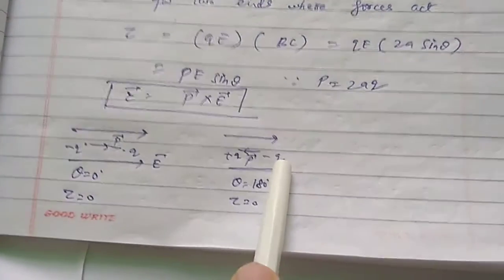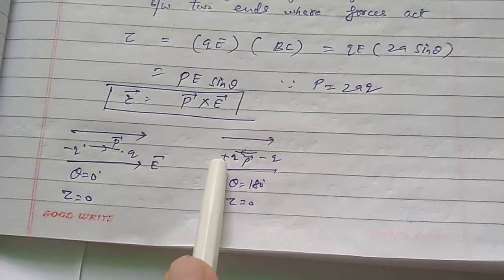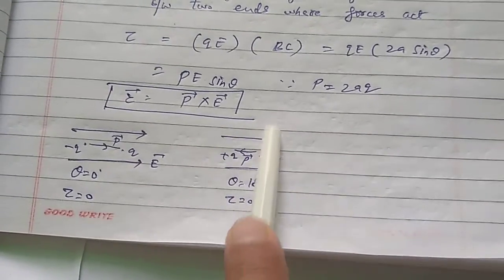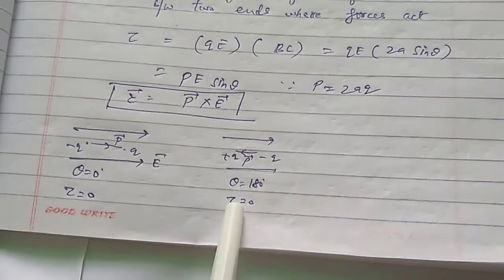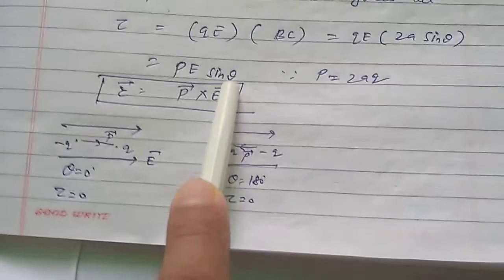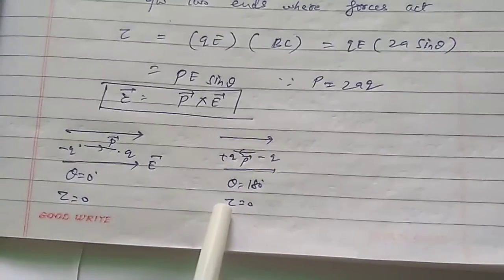If I place the dipole in this direction, from minus Q to plus Q, this is the direction of dipole moment, and E is in this direction, so they are opposite to each other. So theta is 180 degrees, and you know that sine 180 degrees is 0, therefore torque is 0.